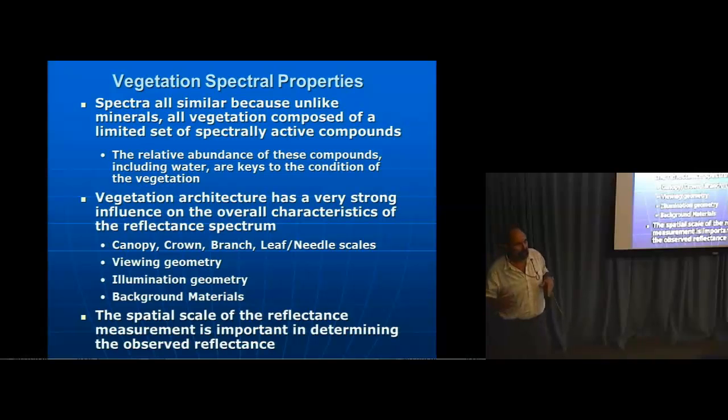The reflectance is different, and so it's very difficult to build a library of vegetation spectral properties and use that library to map things, except very locally. Canopy, viewing geometry, illumination, and background materials, because you can see through depending upon the density of the vegetation, all have an effect. So the spatial scale of the measurement is very important. If you make a measurement of a leaf with your field spectrometer, that may not relate very well to what you see from an imaging spectrometer.